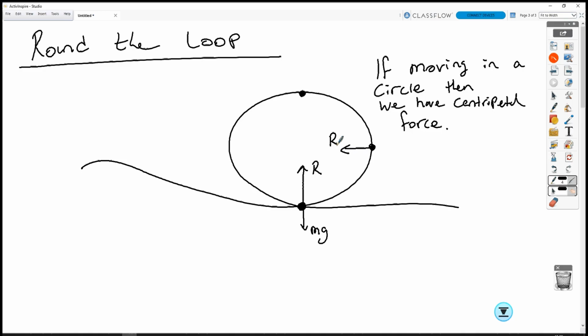Now, when we're at the top, we've got mg trying to pull us down, but the track is also curving. So the track is also pushing us down with a normal reaction, because we haven't lost contact with the track when we're at the top. We're still touching the track. So both of them put a force on us. So we've got two forces pointing downwards when we're at the top. So we've got mg and we've got R.